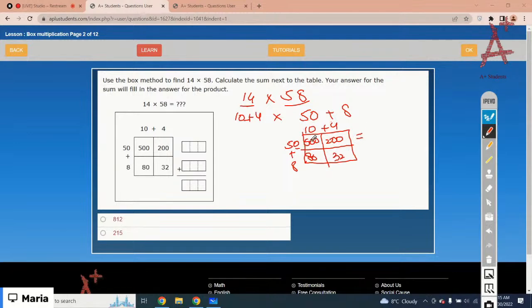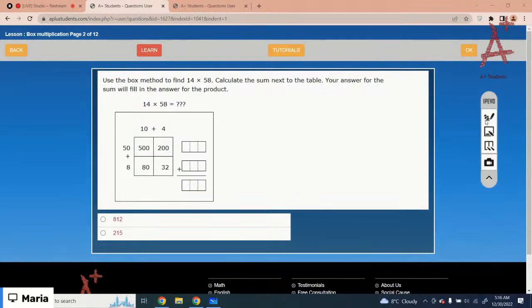200 plus 500 is 700, and 80 plus 32 is 112. And then you have to add them. 2, 1 and 8. So it would be 812. Got it? So the correct option is 812. So just select the correct option and click on the OK button. Got it? The correct option is 812.